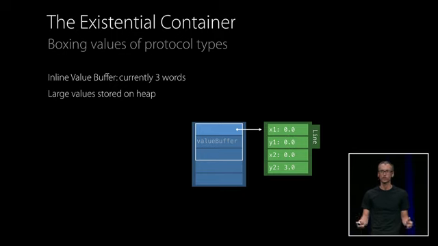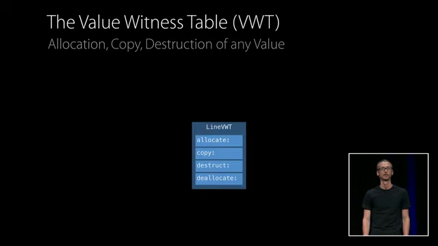Now, you saw that there was a difference between line and point. So somehow the existential container needs to manage this difference. So how does it do that? The answer to this, again, is a table-based mechanism. In this case, we call it the value witness table. The value witness table manages the lifetime of our value. And there's one of those tables per type in your program.